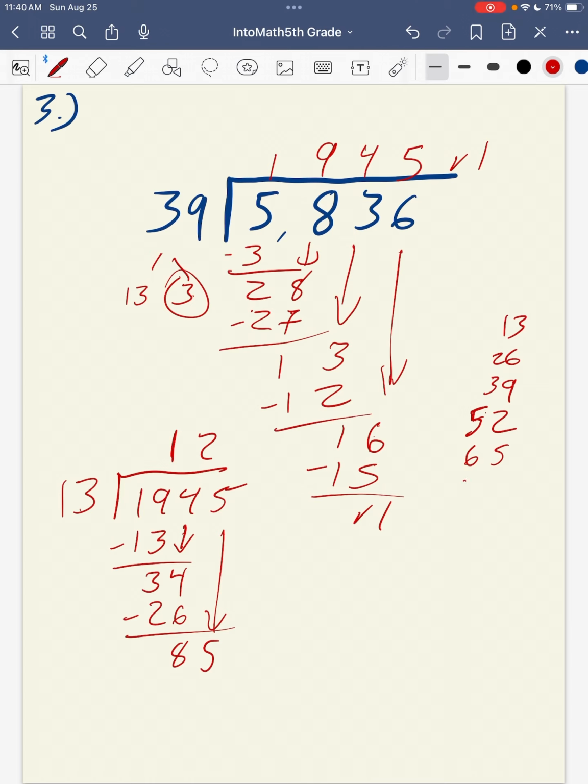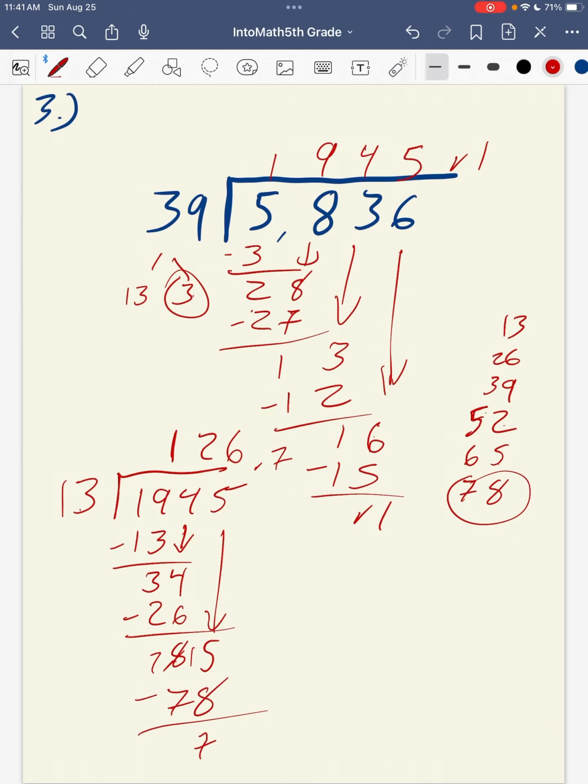52, 65, 78. 78 is my closest multiple. 1, 2, 3, 4, 5, 6. 78. All right, 85 minus 78 is 7.